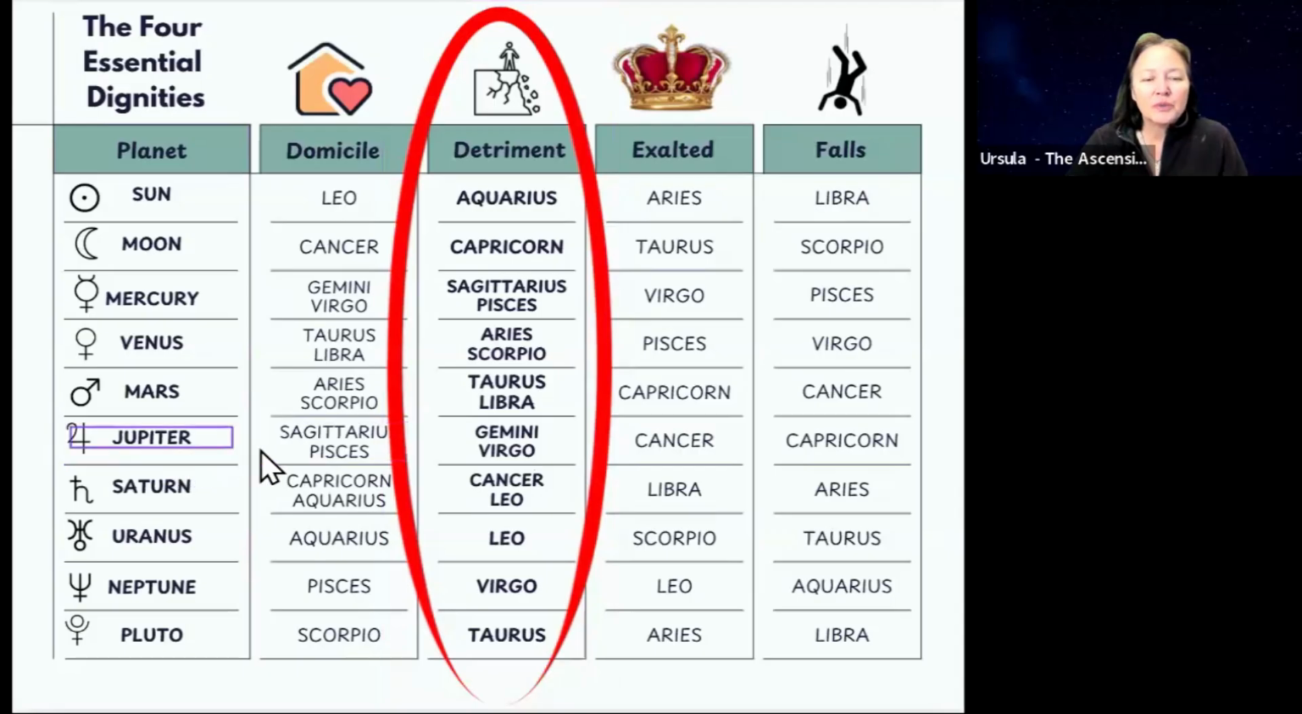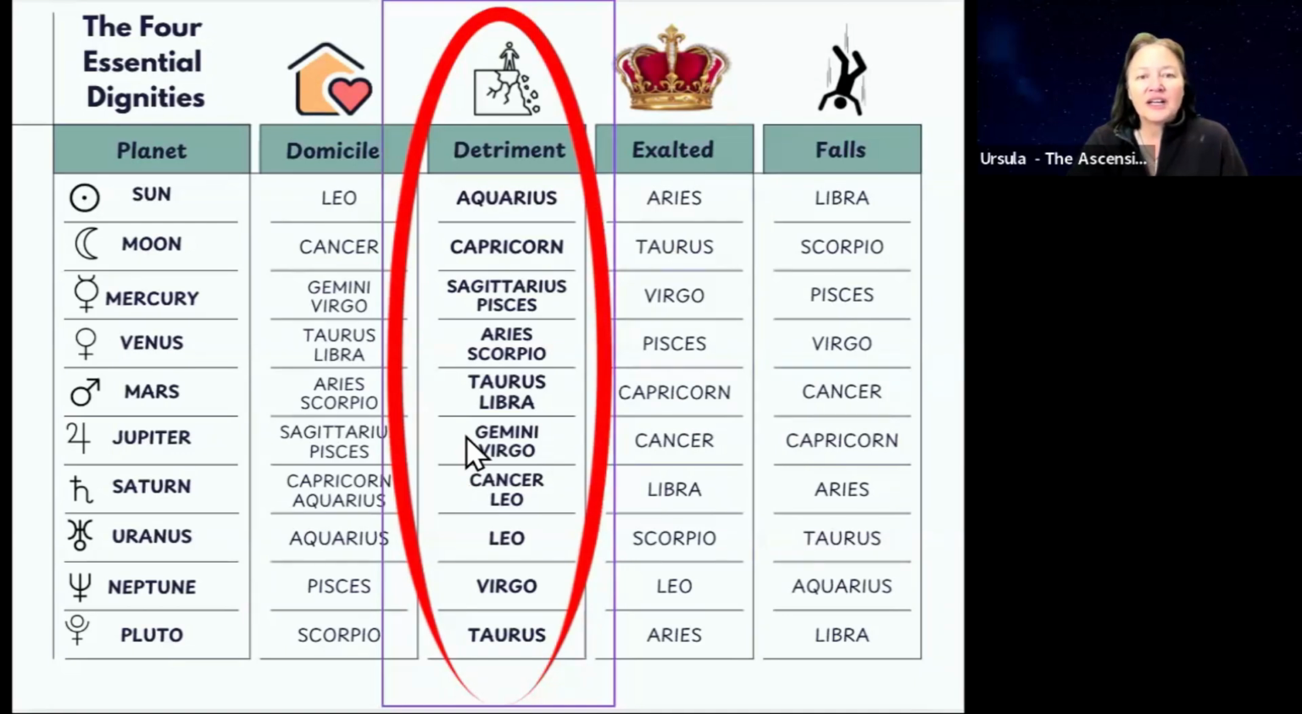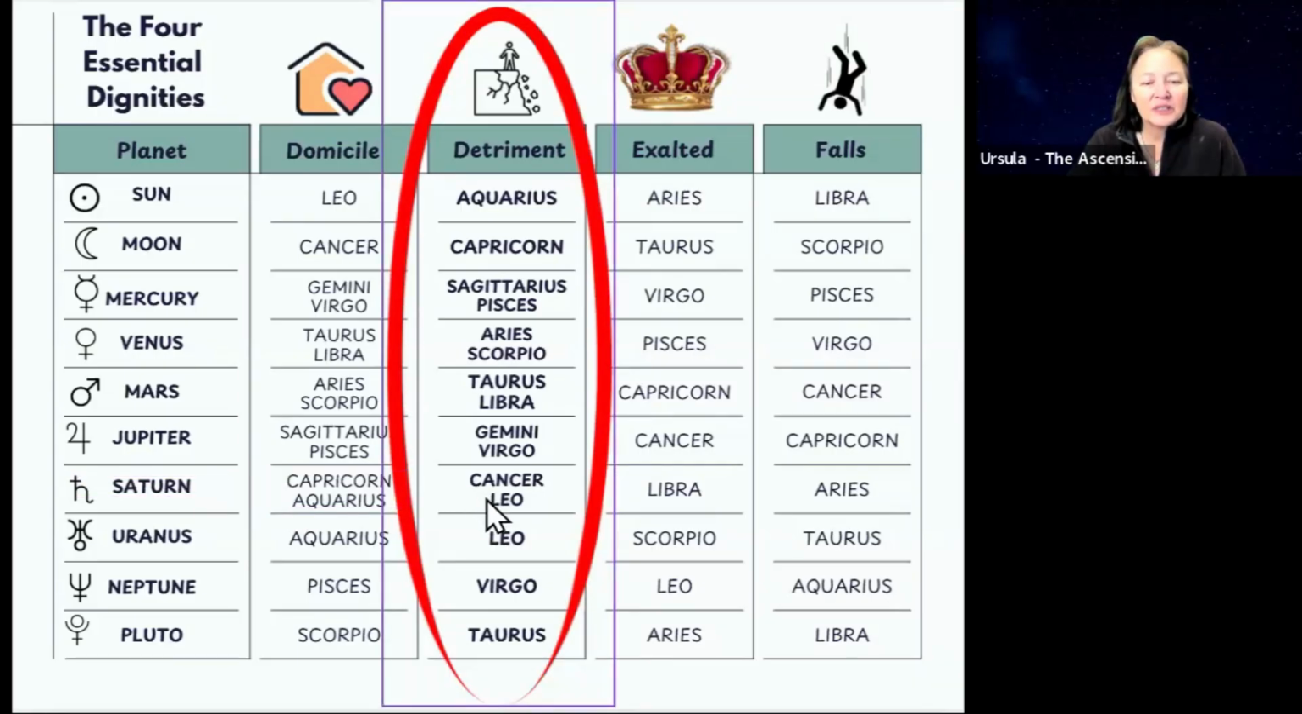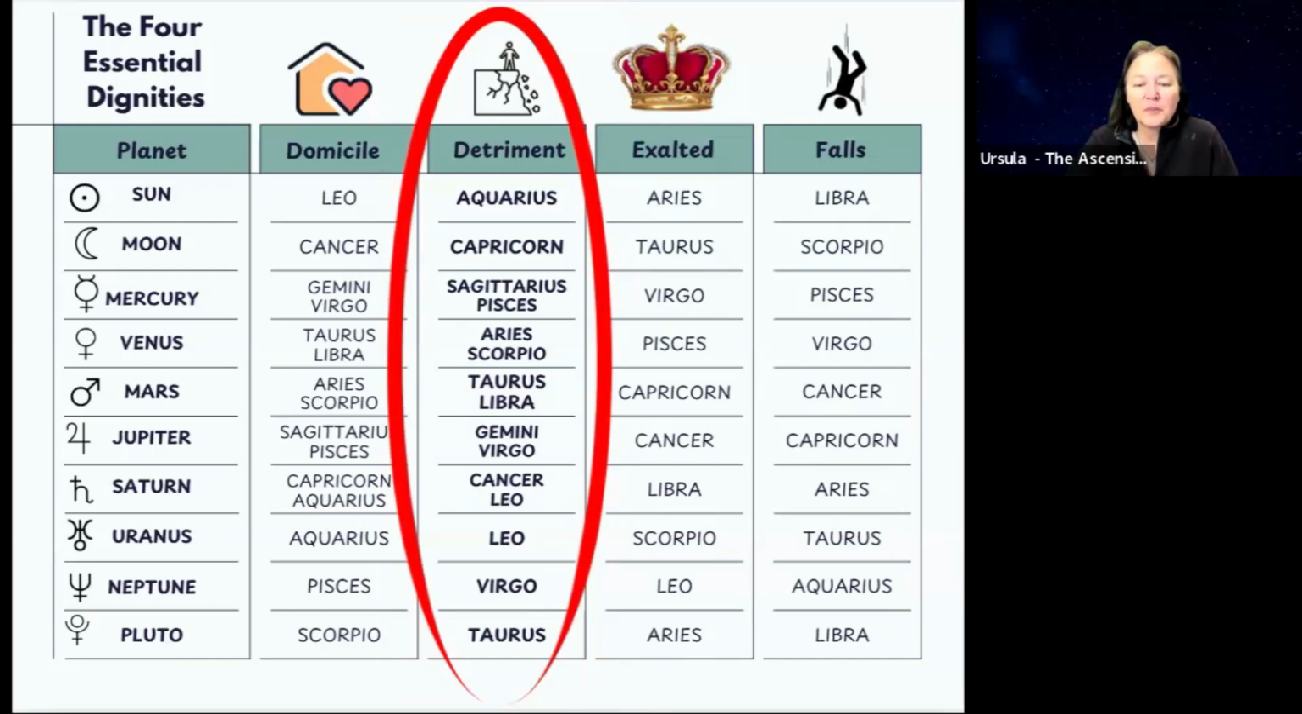Jupiter rules both Sagittarius and Pisces, but it is in detriment if you find in your natal chart your Jupiter is in Gemini or Virgo. Saturn rules both Capricorn and Aquarius, but Saturn in Cancer or Leo is in detriment. Uranus is at home in Aquarius, but Uranus would be in detriment in Leo. Okay, so I wanted to share that with you.